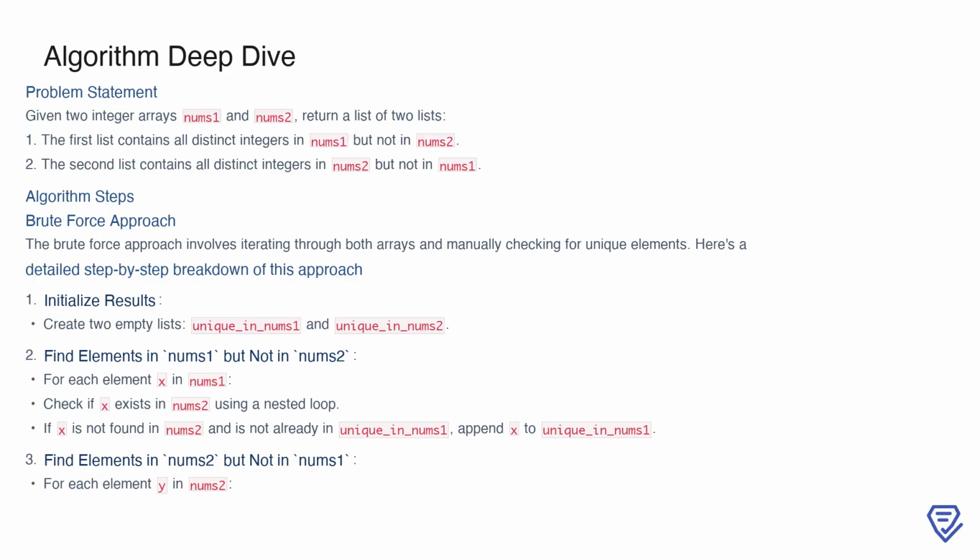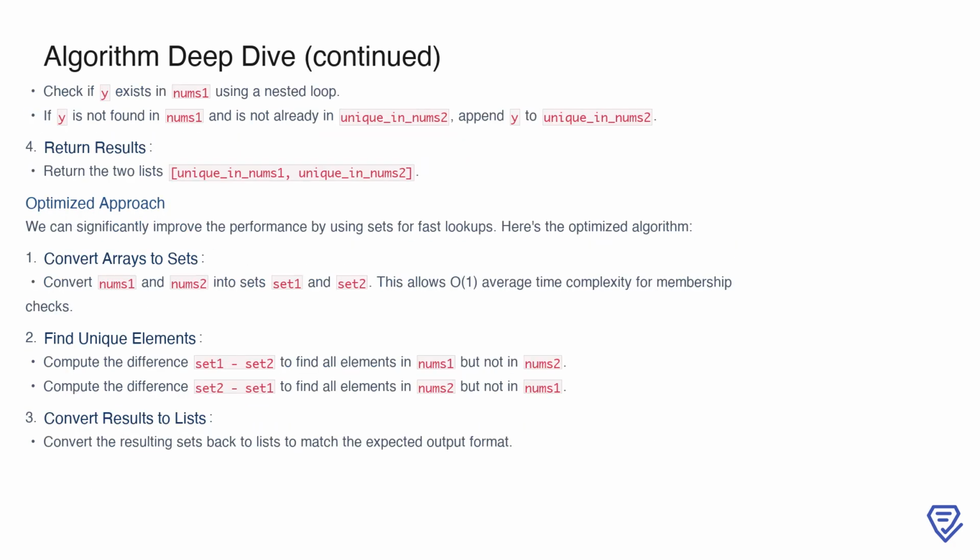Similarly, we find elements in nums2 that are not in nums1 by iterating through nums2 and performing the same checks, but now for membership in nums1. Once both lists are populated, we return unique_in_nums1, unique_in_nums2 as the final result. The brute force approach works, but it is inefficient due to the use of nested loops, which result in a time complexity of O(n squared).